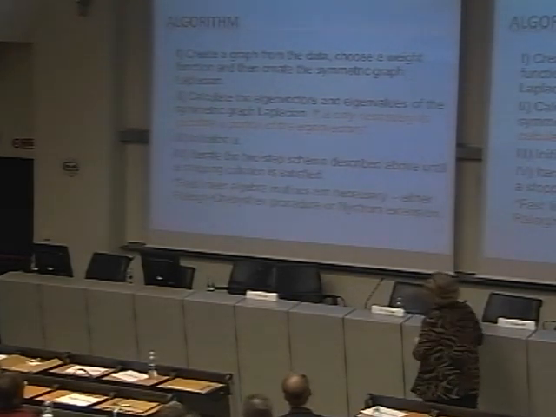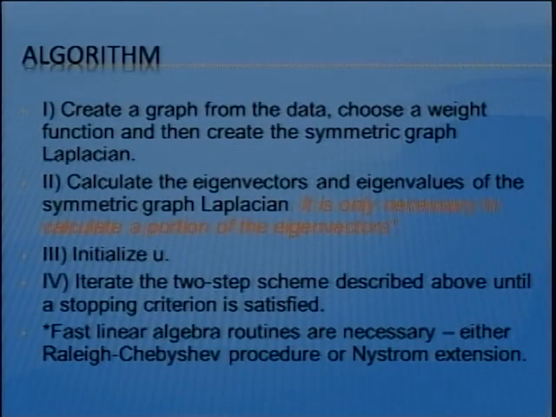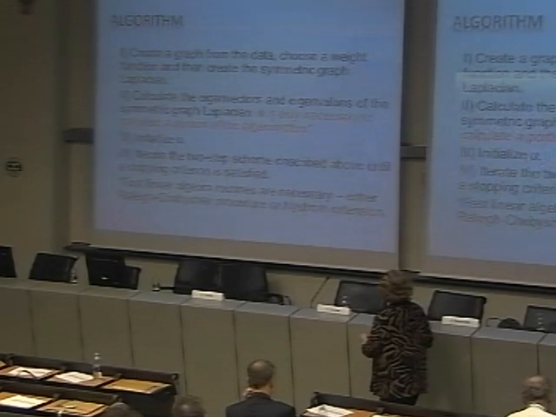So this is the algorithm. You create a graph from the data, you choose the weights, you get the symmetric graph Laplacian, you calculate the eigenvectors and eigenvalues, and this is the key part: you only even have to calculate a portion of these, and there are fast methods for doing that, like the Nystrom extension, which comes from the graph theory community. And then you just iterate this simple 2-step scheme.